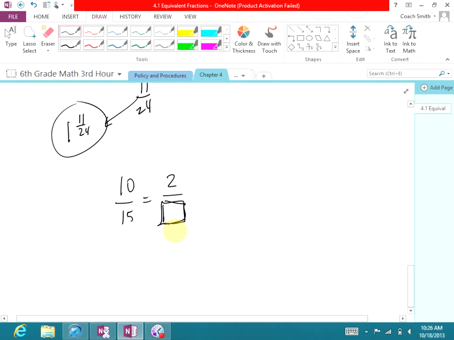Okay, so they've taken the fraction 10/15 and they want you to create an equivalent fraction that they've already sort of done for you. Okay, so how you do it is you say, okay, what did I do to 10 to make it 2? You decreased it, so obviously we divided by 5. So if we divide 5 into 15, you get 3. So in the box goes 3. Okay?